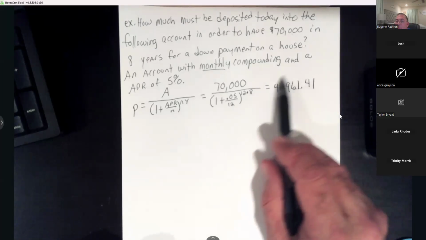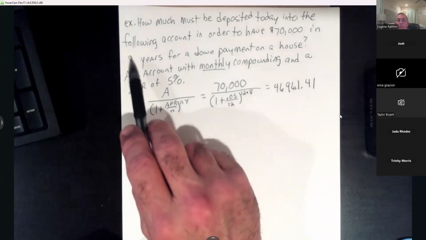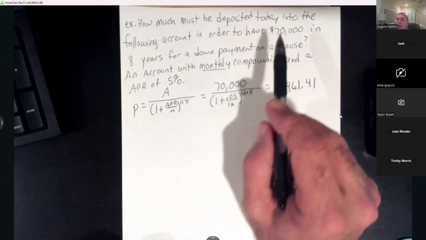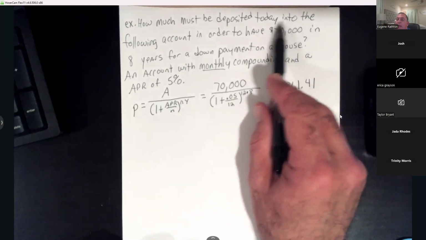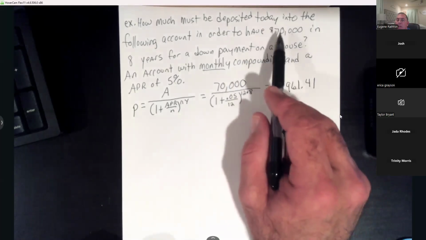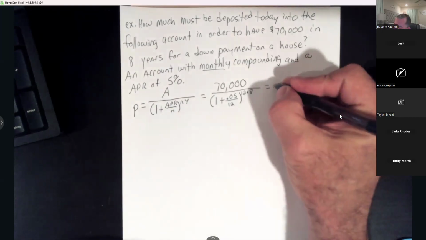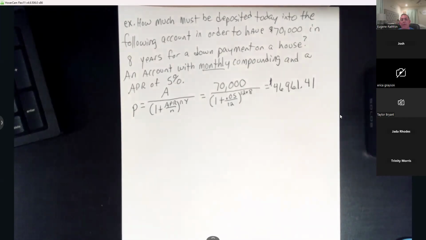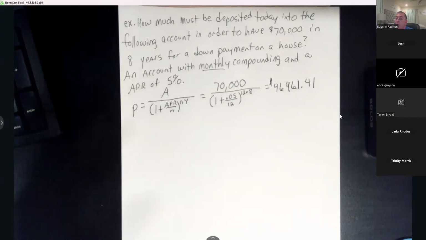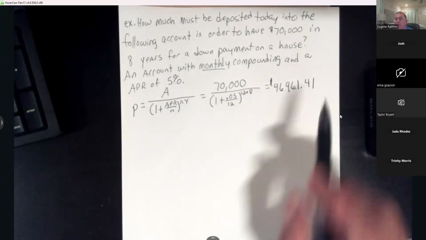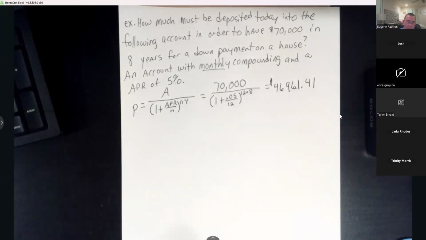But if you invested this $47,000 for 8 years, APR of 5%, in those 8 years, you would have the $70,000 that you want for a down payment. Okay, so if you got money to invest, then you're able to save that for those 8 years and make a little money on it. So y'all, they made about 24,000 extra dollars by investing this 46,961.